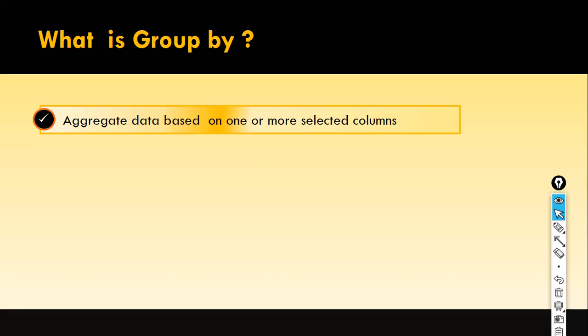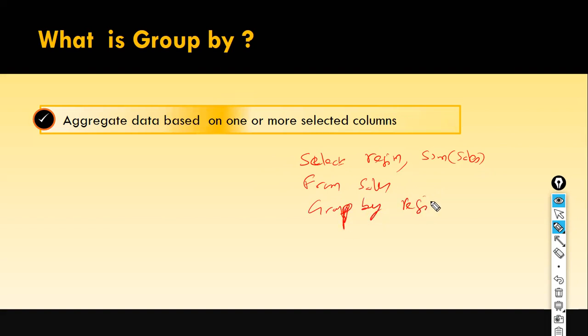See, for example, in a SQL query, you write something like: select region, comma, sum of sales, from, let's say you have the sales table, and you are doing group by on what? Region. Okay, let's say you have a data set. In the data set, you have a region column and a sales column.